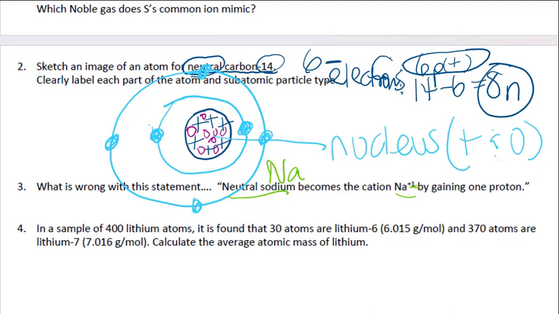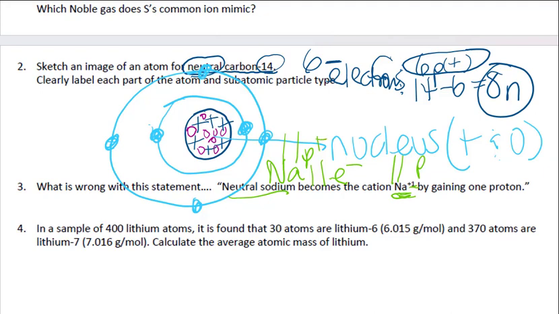So sodium has 11 protons, and this is still Na, so it still has 11 protons. So I can't ever become charged by gaining a proton. I become charged by losing or gaining electrons. So if I look at sodium, sodium's in my 3rd row, my 3rd energy level. Sodium, if it's neutral, has 11 protons and 11 electrons. So we'll say P+ and E-.